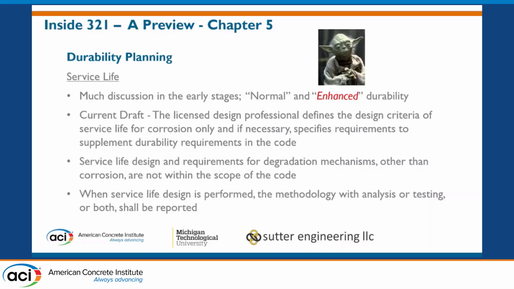And really the only area where we felt that there were really good tools to do service life design is in the area of corrosion. So that's the only area where we're going to have any sort of service life prediction, if you will, for lack of a better word. And service life design requirements for degradation mechanisms other than corrosion are not going to be within the scope of the document because we really don't have a way of doing that. When a service life design is performed, again, for a corrosion situation, the methodology used for doing that needs to be reported as part of the durability plan.